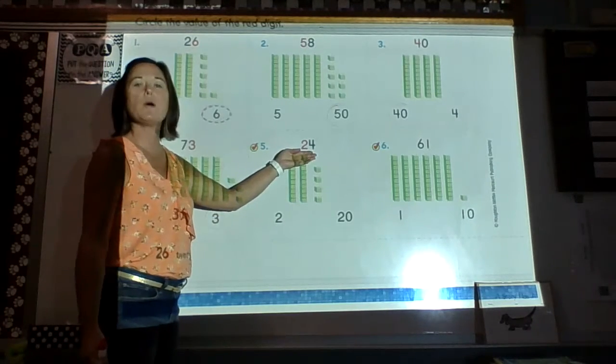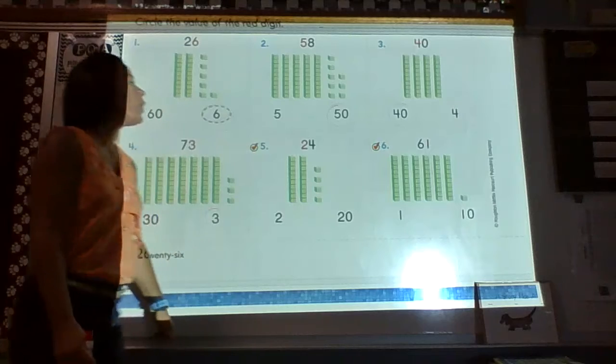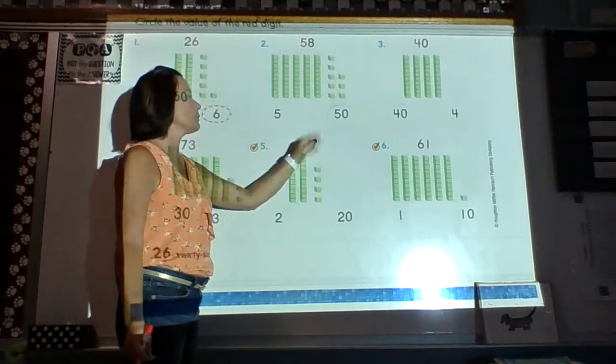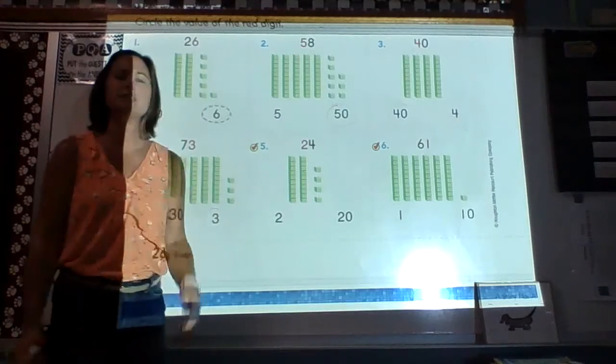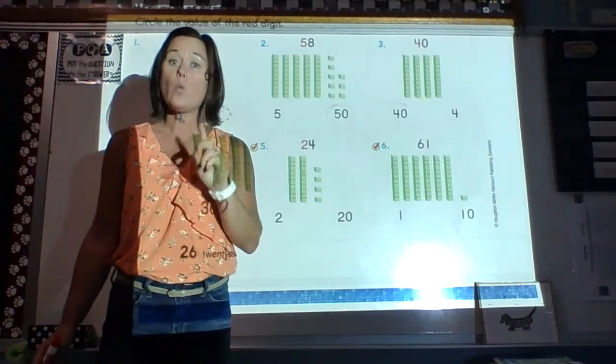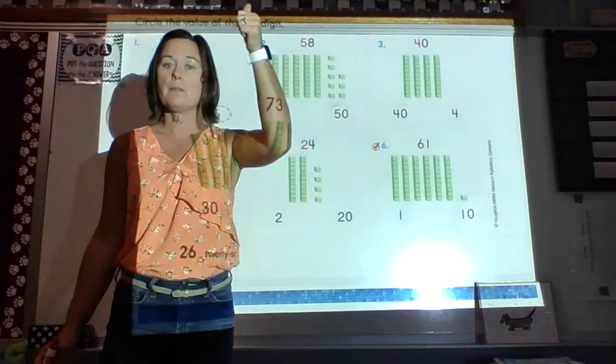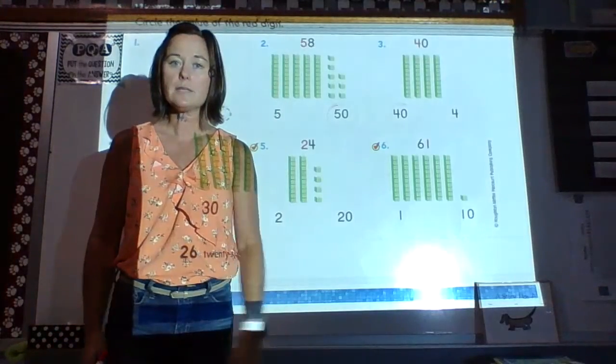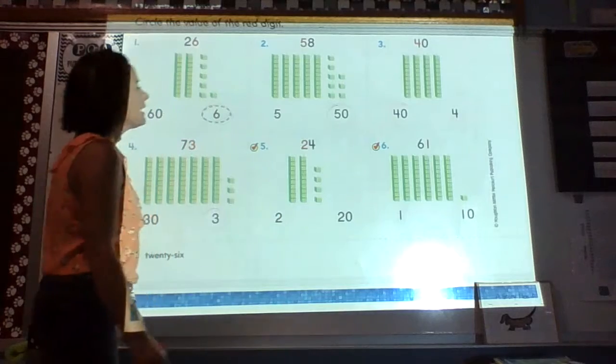Identify the number. This is 24. They want to know what place value that 2 has. I know this is the tens place, and I know this is the ones place. And if I forget that, where can I look? Up at the pink, up on top. Okay? But I didn't forget it.